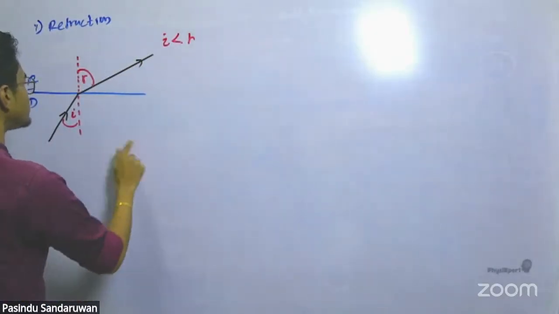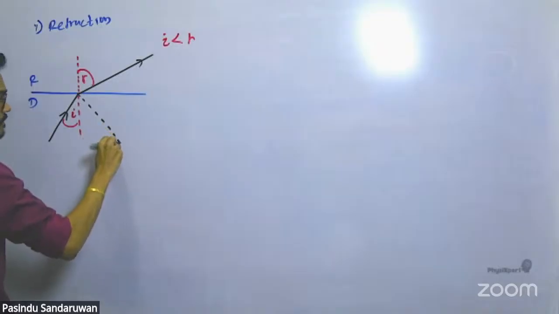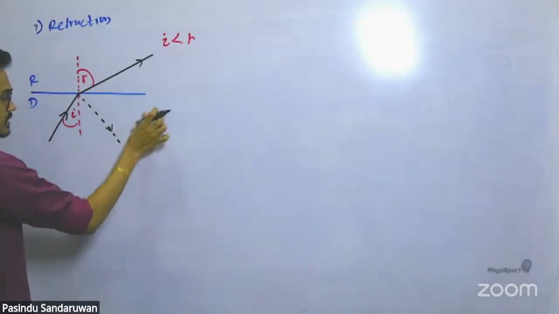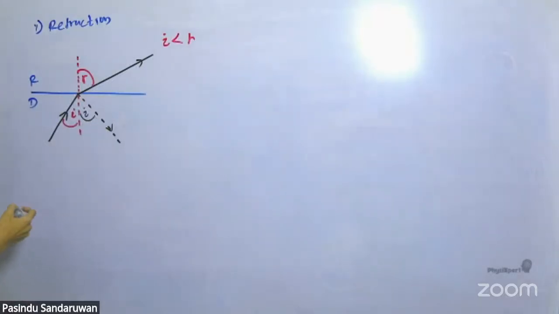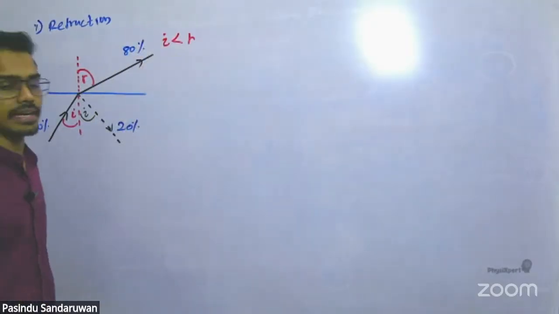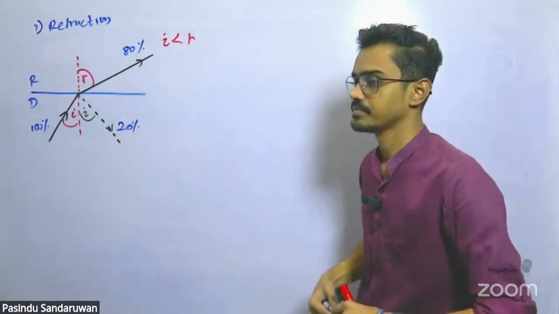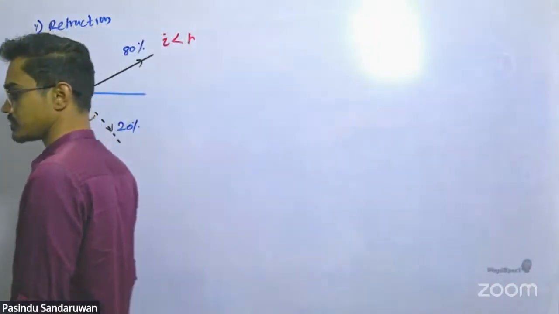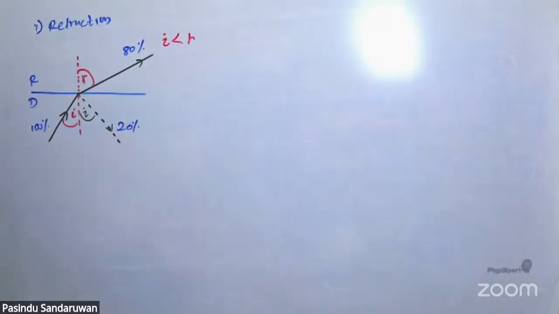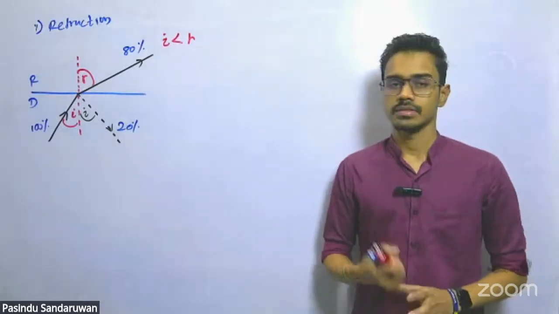And if I draw the partial reflection here, with the same angle, then we know if this is 100%, 20% is here and 80% is here. Take it down first.